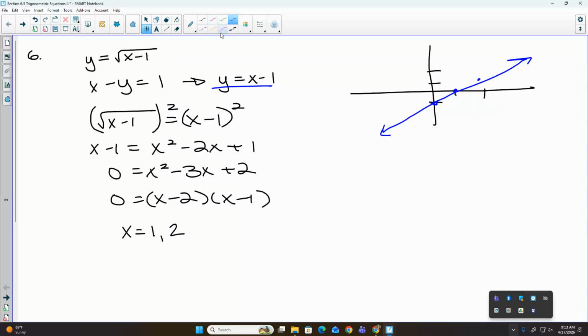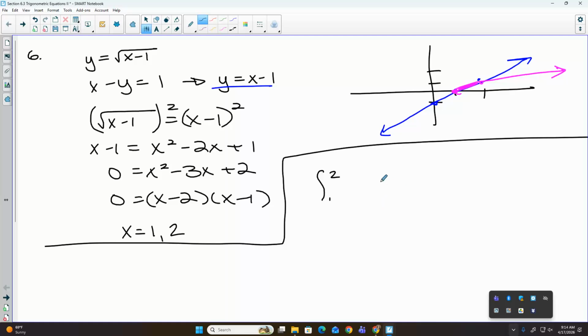Square root of x minus 1, if you put in a 1, you get the square root of 0. If you put in a 2, you get the square root of 1. And you can put in more, like you would have to put in a 5 in order to get out a 2. So remember, our square root graph kind of looks like this. So my intersection, I'm finding this area right here. So we already know it goes from 1 to 2.